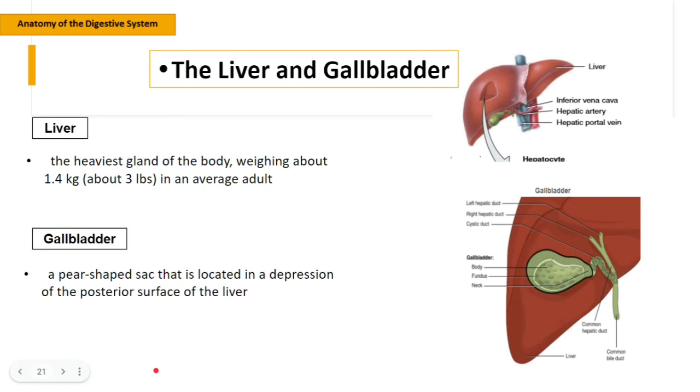Okay, another organ of the digestive system, we have your liver. The liver is the heaviest gland of the body, weighing about 1.4 kilograms or about 3 pounds in an average adult, while your gallbladder is a pear-shaped sac. Di ba mukha siyang pear? Yung fruit na pear? Parehas sila ng shape. Kaya siya pear-shaped. It is a pear-shaped sac that is located in a depression of the posterior surface of the liver. So basically, kung ito yung liver natin, tingin dito, ito yung ating gallbladder, di ba? It is in a depression in the posterior surface of the liver.